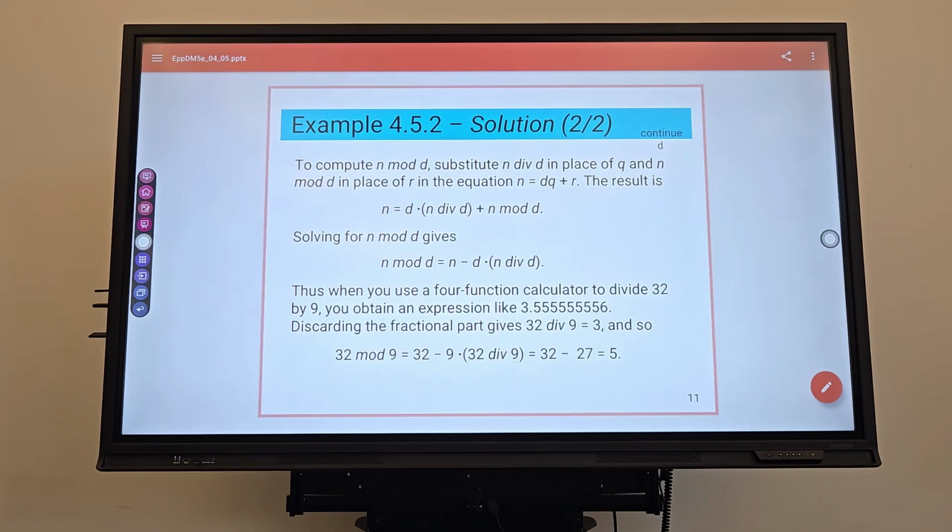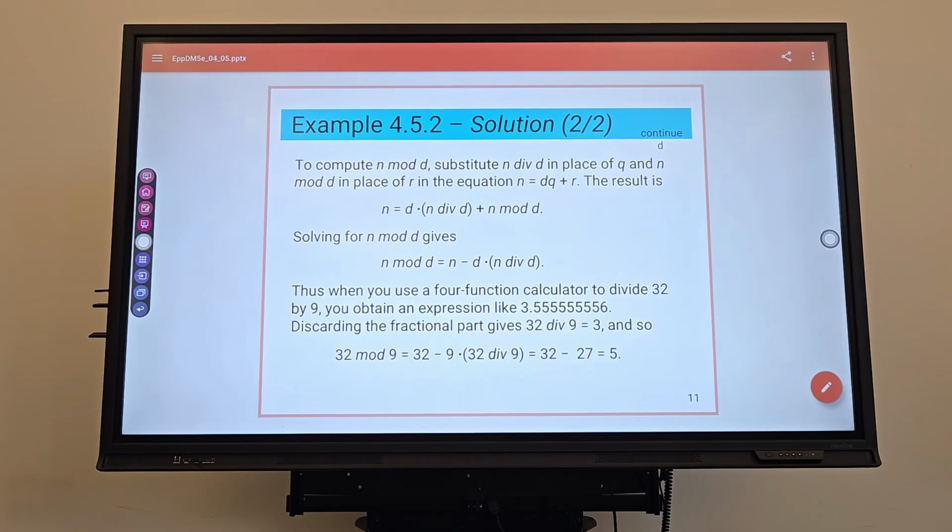To compute n mod d, substitute n div d in place of q and n mod d in place of r in the equation n equals dq plus r. The result is n equals d times n div d plus n mod d. Solving for n mod d gives you n mod d equals n minus d times n div d.